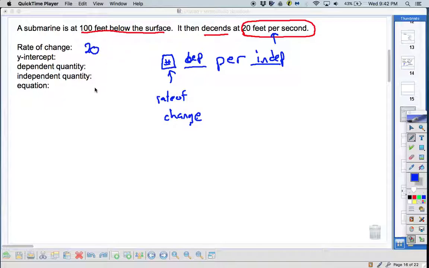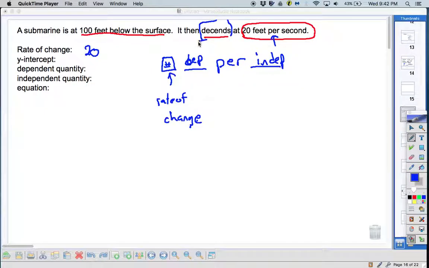However, we don't know whether it means a positive 20 or a negative 20. That's what we don't know. So we've got to look back to the words in the problem and see, are we going up or are we going down based on the problem. In this case, it says it descends at a rate of 20 feet per second. So this word descends means that our submarine is going down. Since we are going down, we're going to make it a negative 20. So our rate of change is negative 20 because it is going down at 20 feet per second.